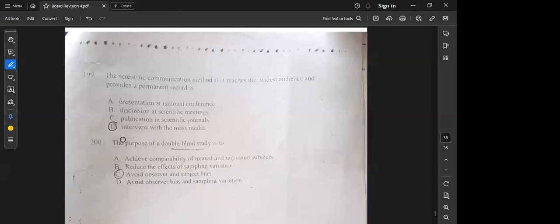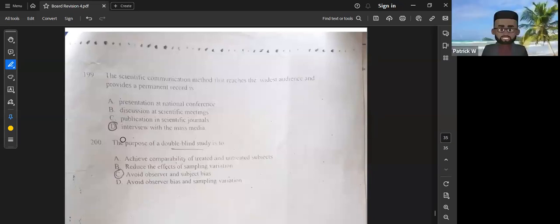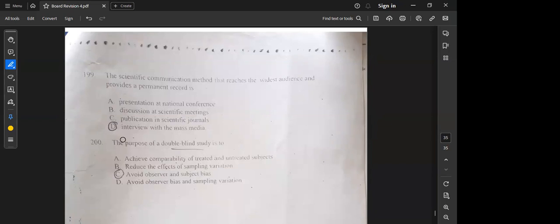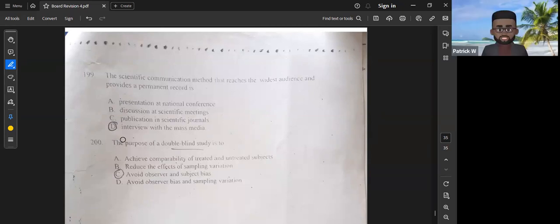Okay. Why not C, publication in scientific journals? We can just ask the professionals when was the last time they read a scientific journal? And when is the last time you watched TV news? Scientific journals and mass media are different. Mass media reaches a broader audience. Scientific journals are a specific audience, usually for professionals, because they go into detail.